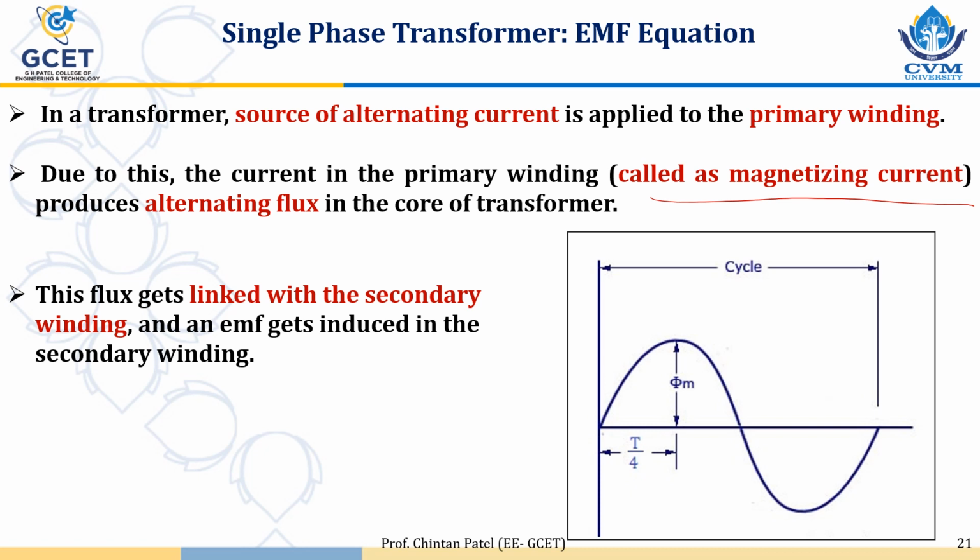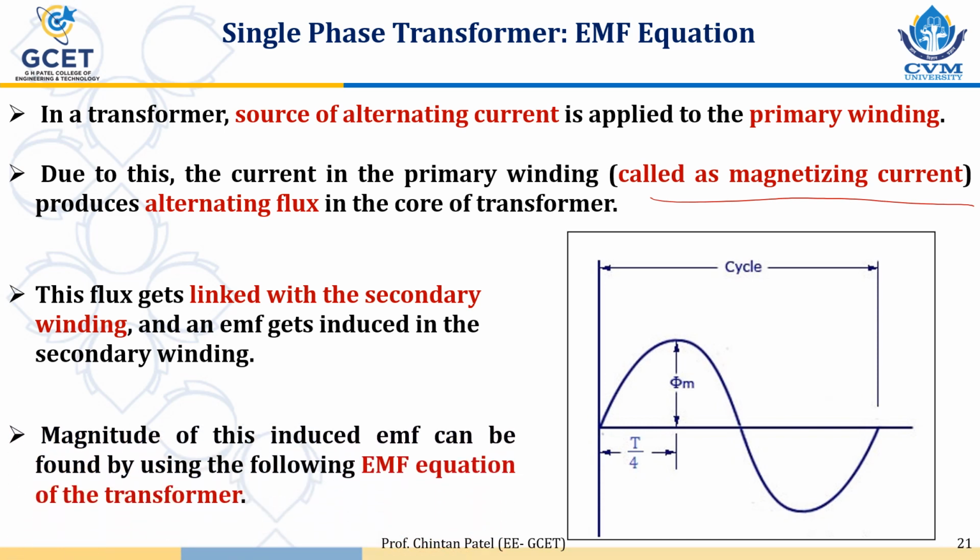So the nature of the flux is the same as the nature of the current. As the current is alternating in nature, the flux is also alternating, and it has the same frequency as the current. So we can observe that phi m is the maximum flux and T by 4 is the time period or instant at which the flux becomes maximum.